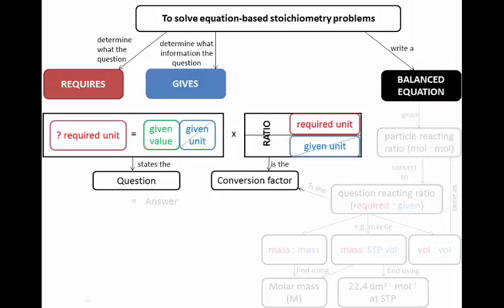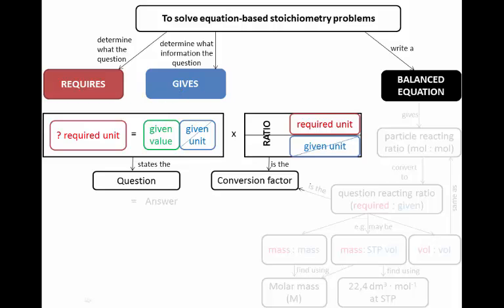You solve the question eventually using an equation like the one that I've shown here. You rewrite the question in this format. What is the question mark, how much, required unit, grams or decimeter cubed or moles or whatever is required for you to find out in the question, is equal to the given value and its unit.